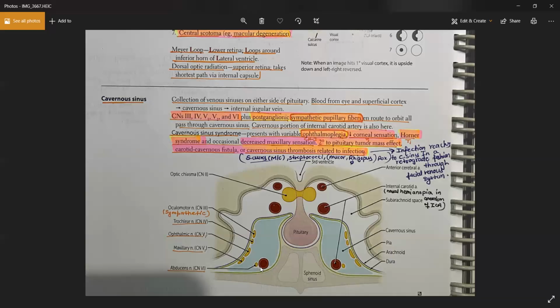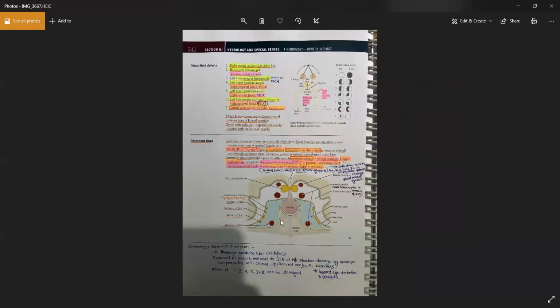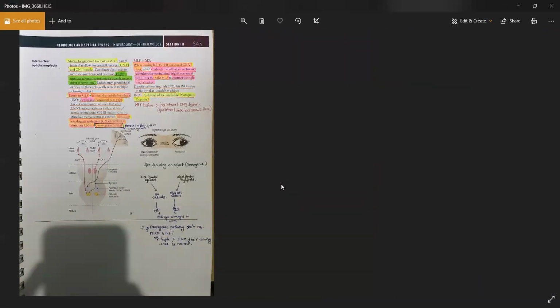Okay, symptoms will correspond to these nerves only. So any doubt on the cavernous sinus? No, thank you. No, thank you.